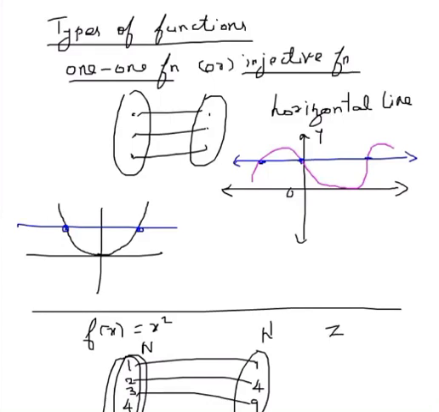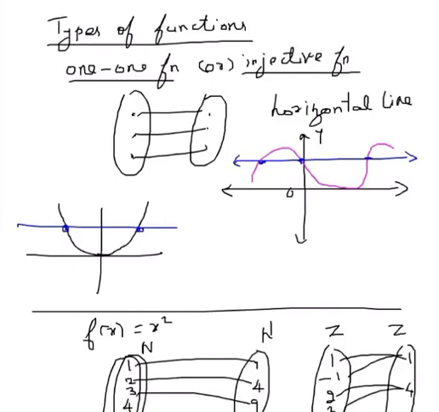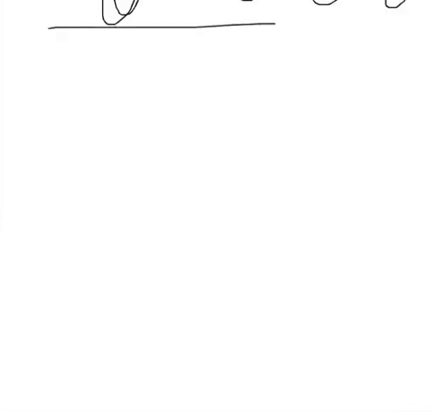Whereas if I take from Z to Z, then it is not a 1-1 function, because 1 square is 1, minus 1 square is also 1, 2 square is 4, minus 2 square is also 4. It is a many-one function. It is not a 1-1 function. To check if graph is given, we can do horizontal line check.